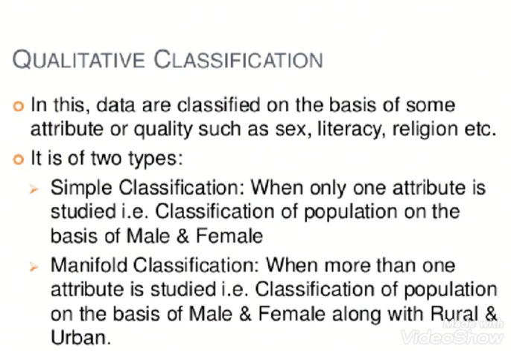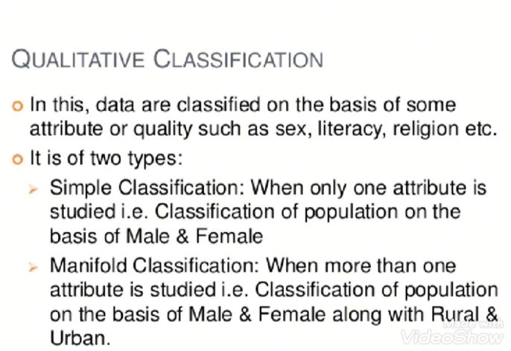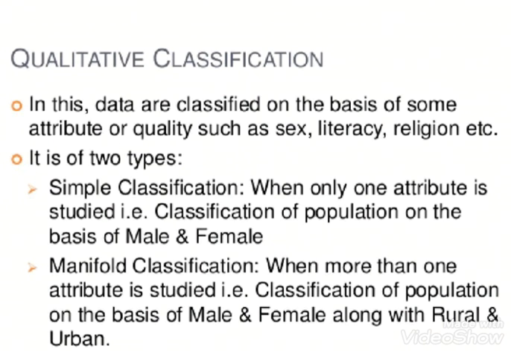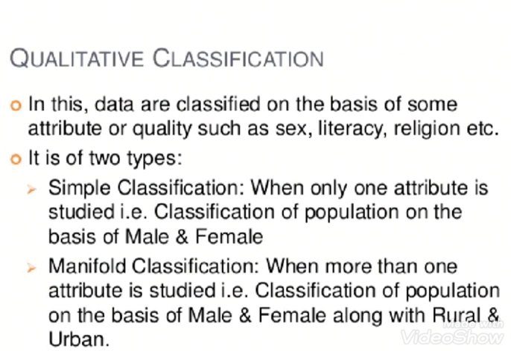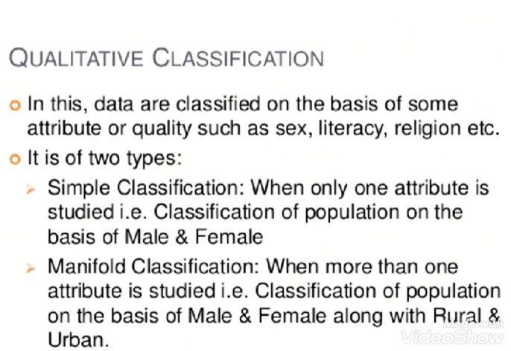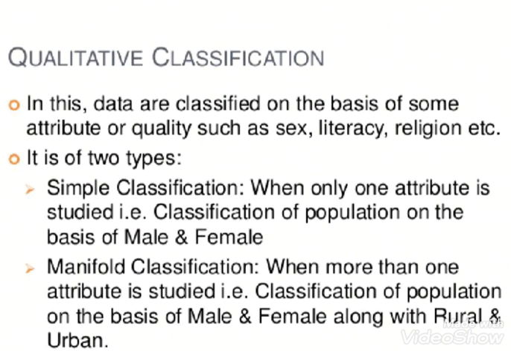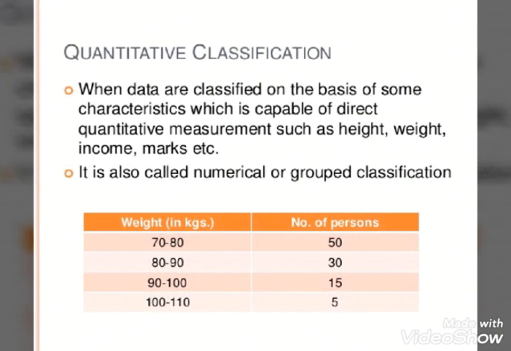urban. So whenever this word qualitative comes, that means the quality or characteristics. It is divided into two, simple and manifold. In simple, we are seeing only two groups, that is male and female. In manifold, you are going with male and female along with rural and urban, and many more you can go. Then we will see the quantitative classification.